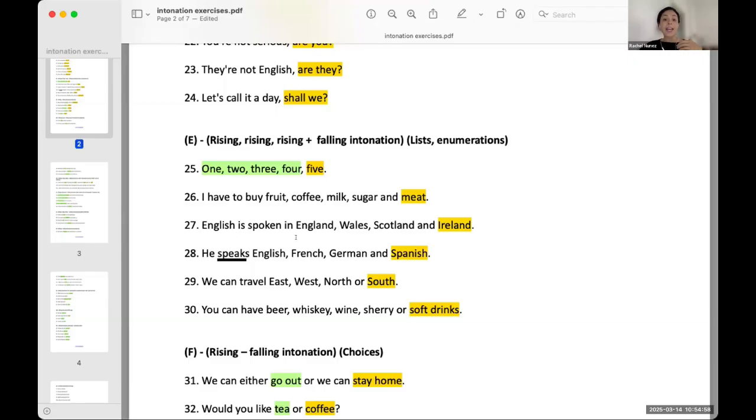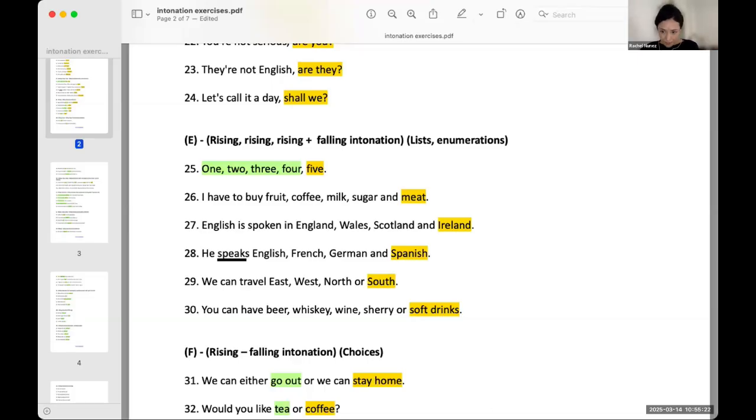English is spoken in England, Wales, Scotland, and Ireland. Okay, so I would like more volunteers for this one. For example, number 28. Who can do that one for me? So rise, rise, rise, fall. Any volunteers?